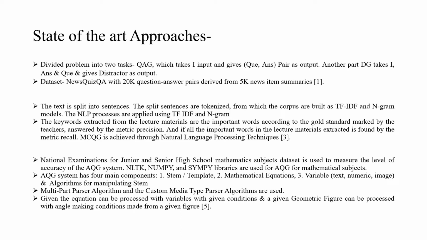Another dataset is also used for checking the accuracy of the system, that is the test papers or national examinations conducted for junior and senior high school mathematics subjects. Here the system is mainly divided into the stem, mathematical equation, variable, and the fourth one is the algorithm for manipulating the stem or the template.